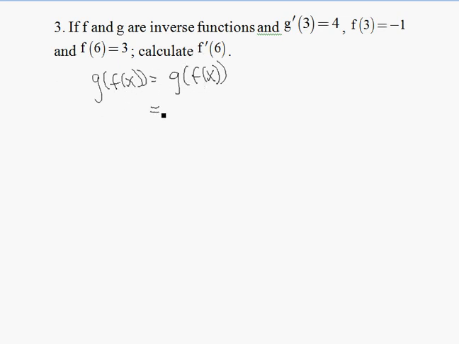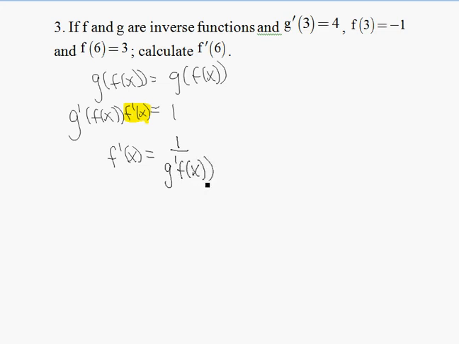So again, the right-hand side is a composition of two functions. You just get x. Using the chain rule on the left-hand side, I get g prime of f of x times f prime of x. Now, if I solve for f prime of x, I'll be able to determine the derivative of f. Oops, I was supposed to take the derivative of x there. That should have been 1. So solving for f prime of x, I get 1 over g prime of f of x.